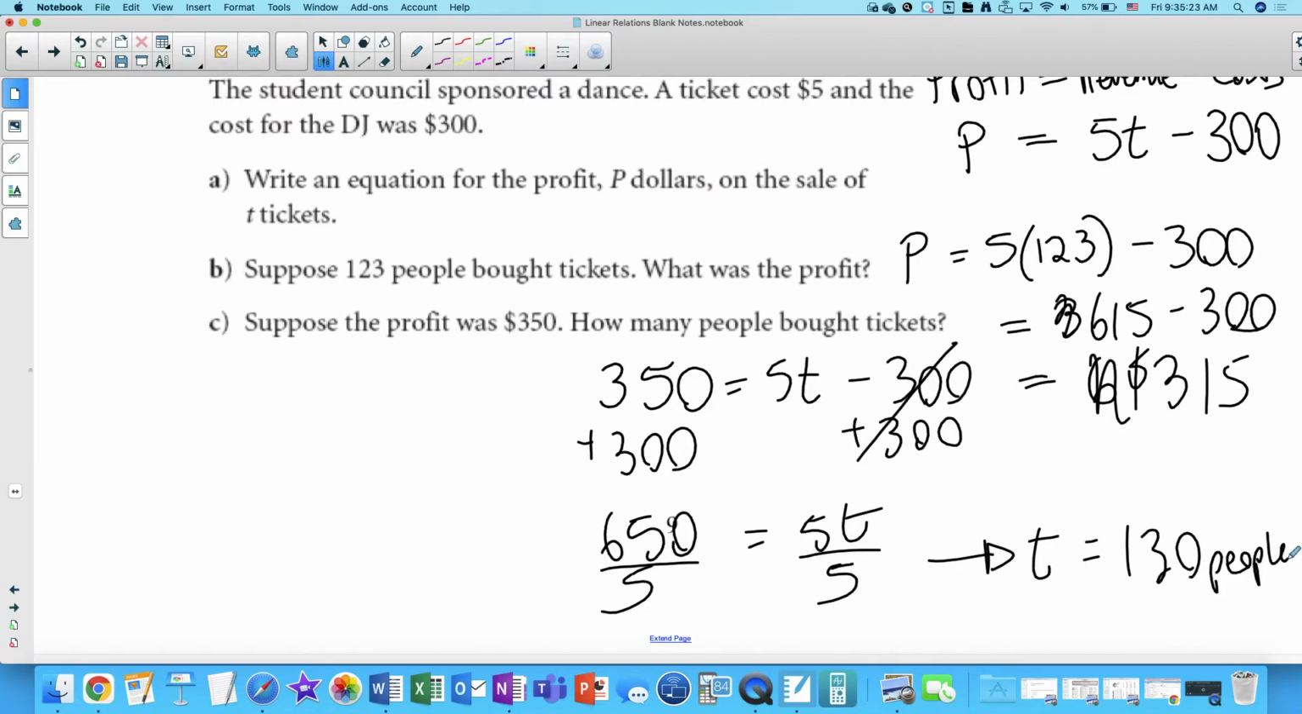Okay? Question. What if I asked you, how many tickets do you need to sell to break even? How would you figure that out? What does it mean to break even? It means that you make how much you paid for. Exactly. So when you break even, that's a really good thing to know if you're planning a business or planning an event. How much do I need to sell so that I don't lose any money, right? If you don't lose any money, but you don't make any money, that means breaking even. Your profit is 0.